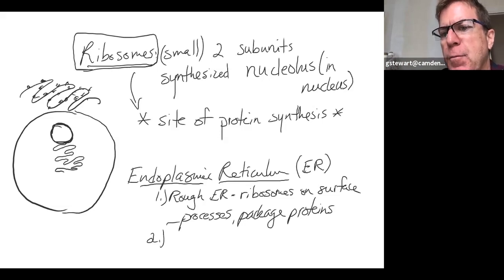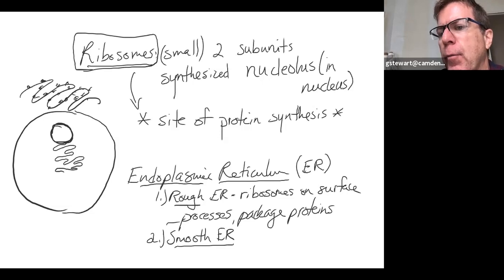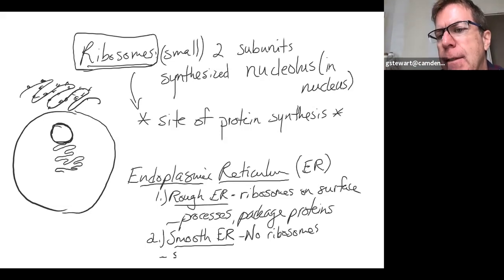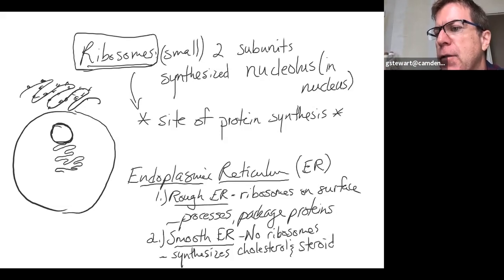Second type of ER is smooth because it lacks ribosomes. Smooth ER, I'm just going to write no ribosomes. So it's not really protein related in function. What smooth ER does is it synthesizes cholesterol, which our body needs, especially on our plasma membrane, synthesizes cholesterol and steroids, which come from cholesterol. Steroids are hormones like testosterone and estrogen.